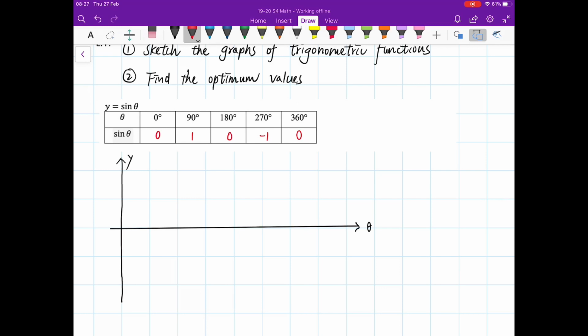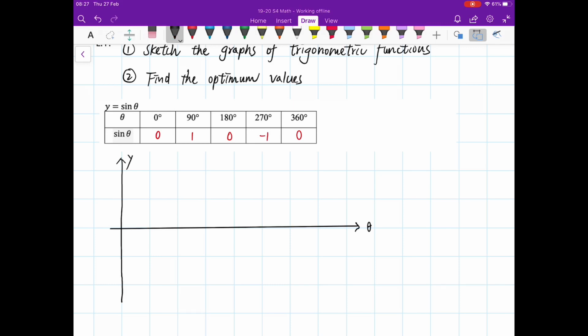Then we are going to sketch and plot the graph. As you can see below, there is a figure. Please help me to draw the figure on your notebook. For the vertical axis, it is representing y. That means it is representing the value of sine theta. And for the x-axis, the horizontal axis, it is talking about different angles.